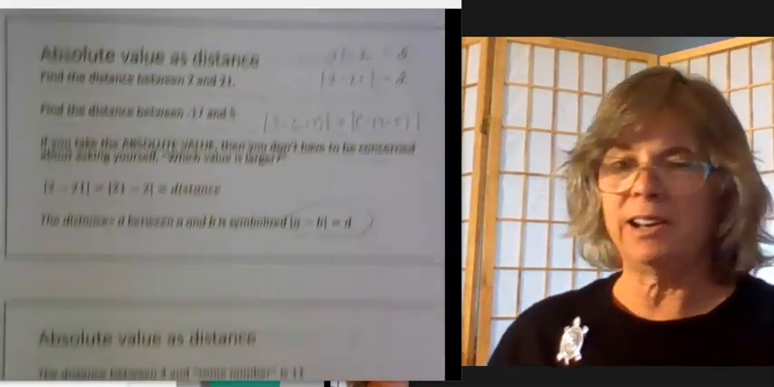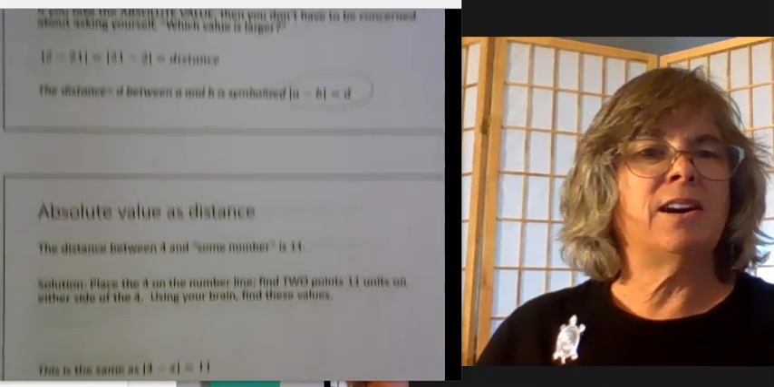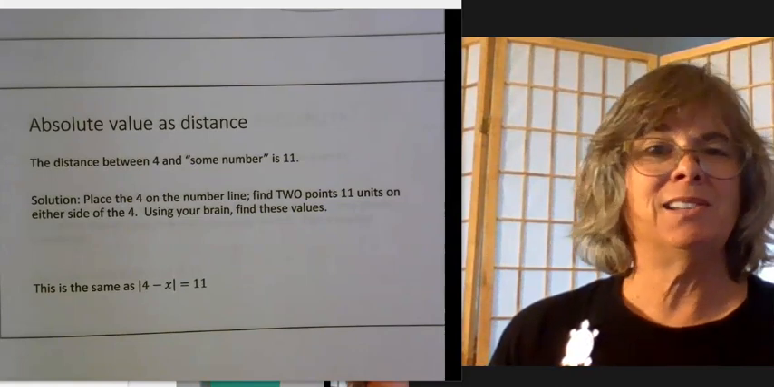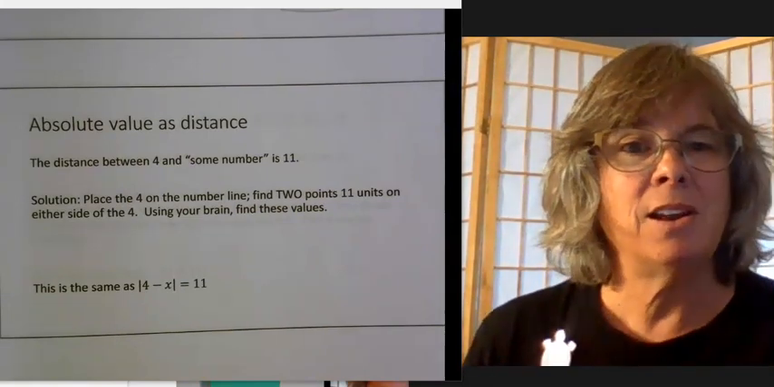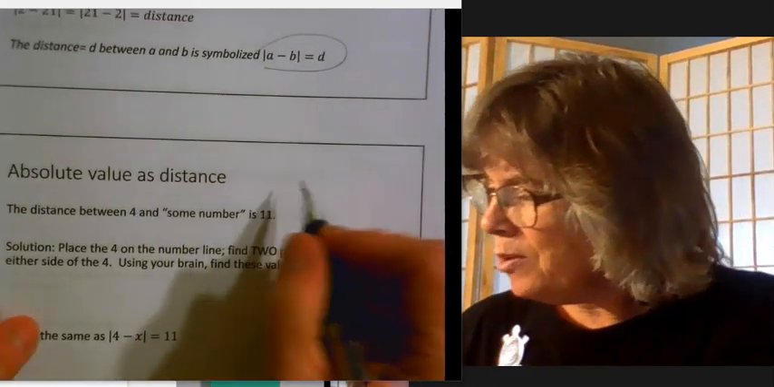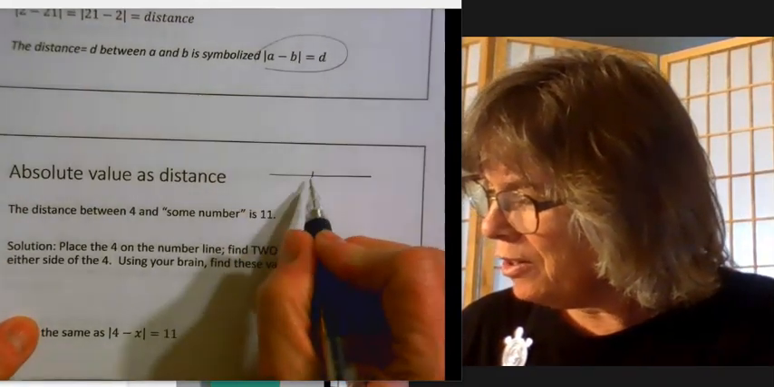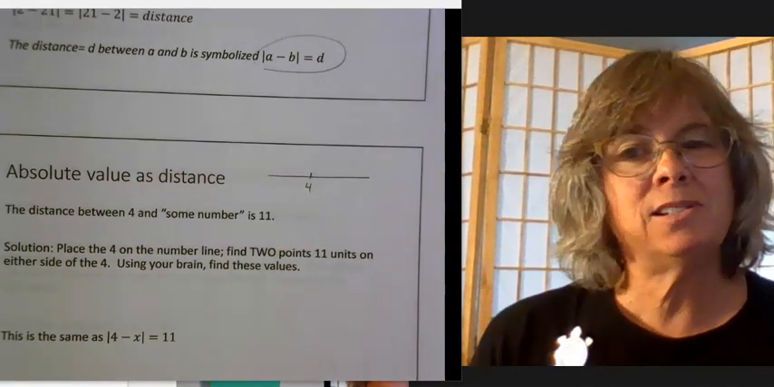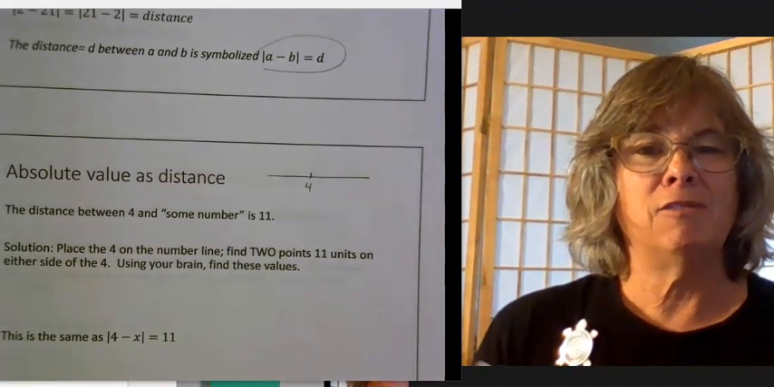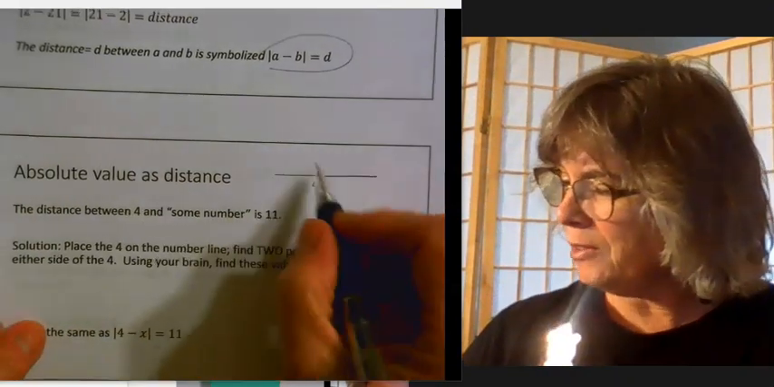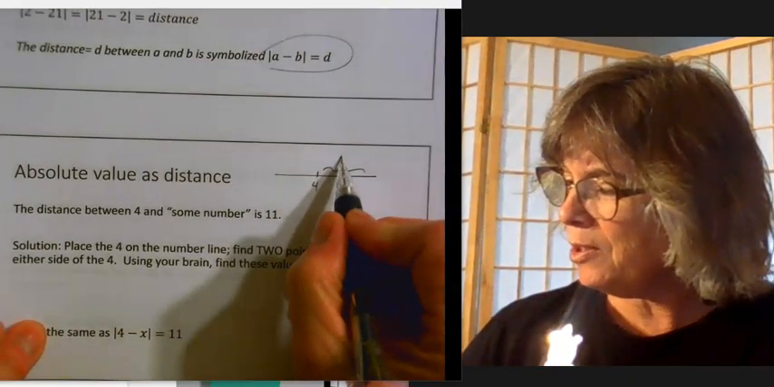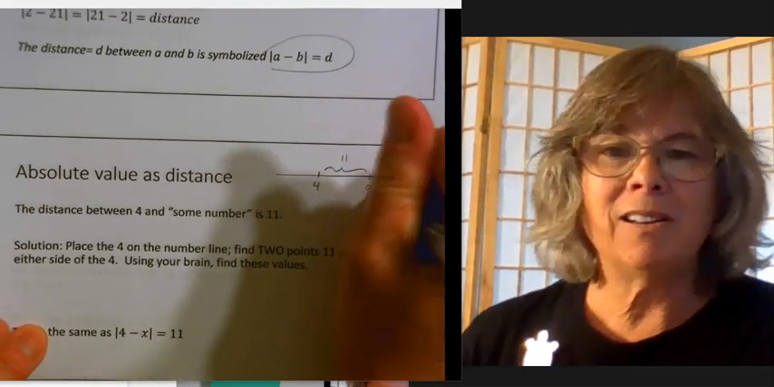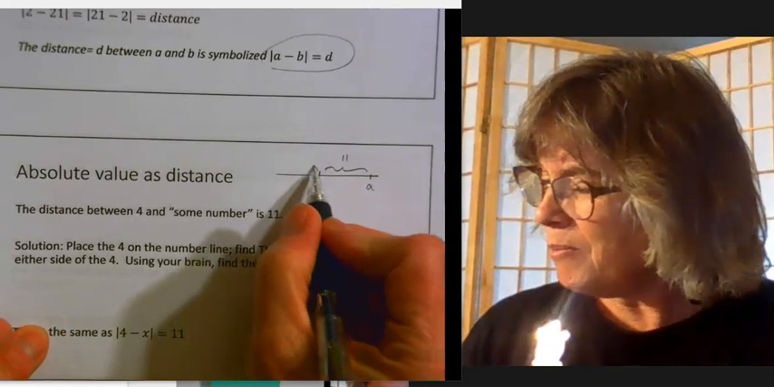So let's take a second to think of the distance between 4 and some number is 11. We don't know what that number is. So let's say we have 4 and there's some number somewhere, but we know the distance between that number and 4 is 11. So it must be 11 units away from 4. So it could be over here, and this would be one possibility for x. We can call it a if we want. And then it might be on this side.